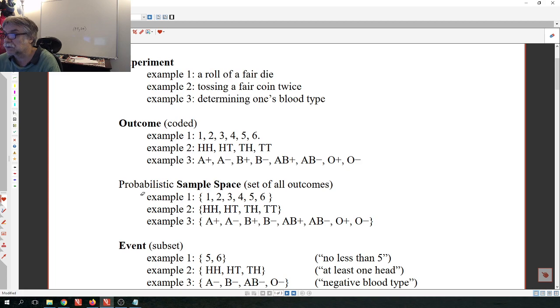So here is a sample space of rolling a fair die. Here's a sample space of tossing a fair coin twice. Here's a sample space of determining one's blood type. And if you look at what would be a sample space of tossing a marker onto this board, well, a sample space would be the set of all of the points whose x is somewhere between 0 and 1 and whose y is somewhere between 0 and 1. Any point like that will be in your sample space.